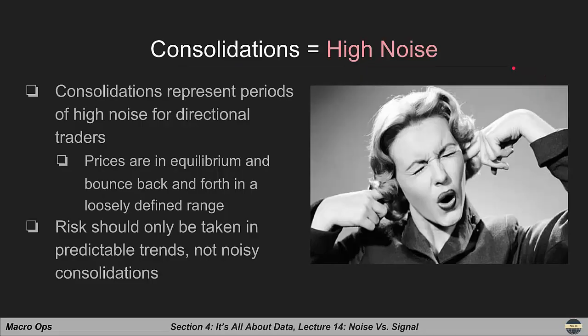So consolidation periods, the points of equilibrium, are considered high noise periods for directional traders because price is bouncing back and forth like the drunken walk. It's very noisy, it's very efficient, and we don't want to be taking risk in these particular situations. We want to bucket our risk into predictable trends.